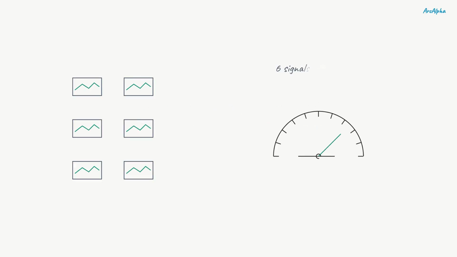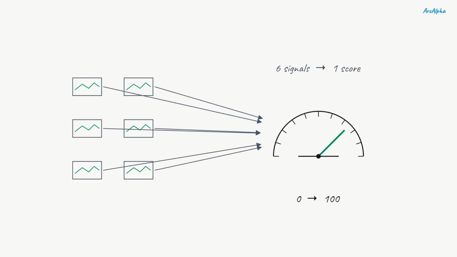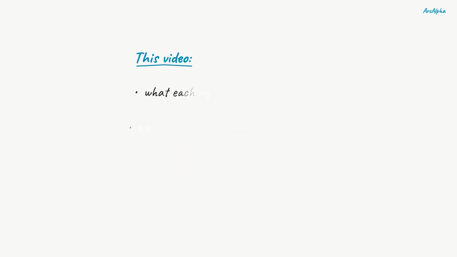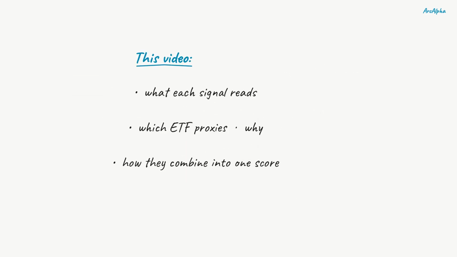6 sub-indicators, all derived from public ETF flows and cross-asset price action, composited into a single score between 0 and 100. Higher means more risk on, lower means more risk off. This video walks through the 6, what each one reads, why the platform uses the specific ETF proxies it does, and how they combine into the one score that sits at the top of the markets page.